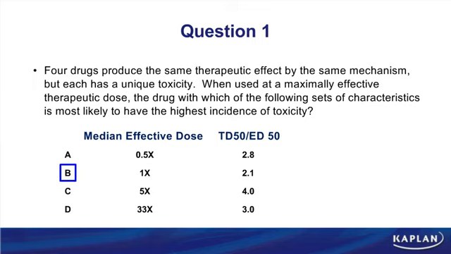But some of you still focused on the other column, median effective dose. And you saw numbers like 0.5 and 1 and 5 and 33. Really what those numbers are probably reflecting is more the potency of the drug. Drug A is more potent than B, and B is more potent than C, which is more potent than D, because it takes smaller amounts of those drugs to produce their effectiveness.